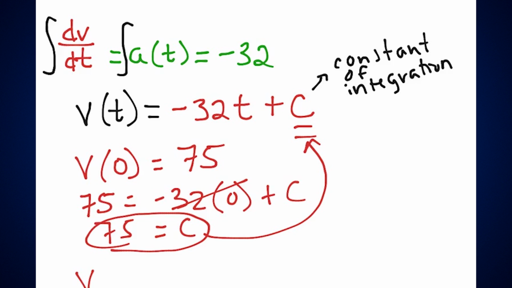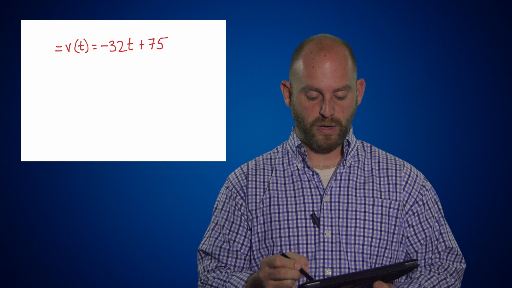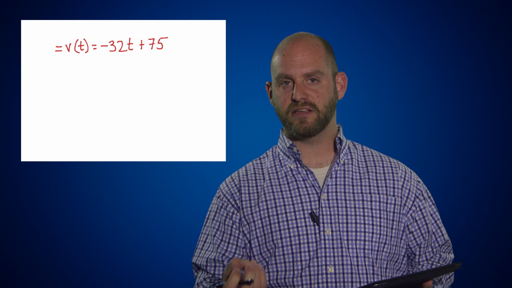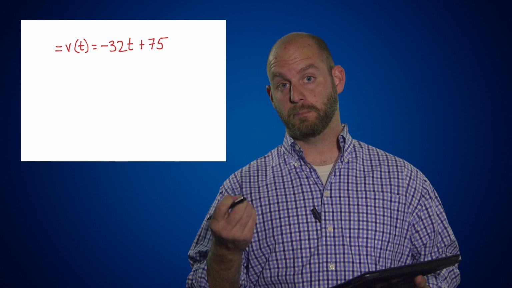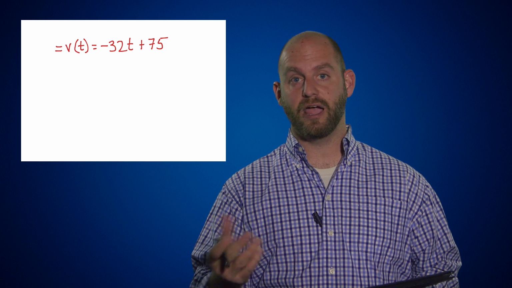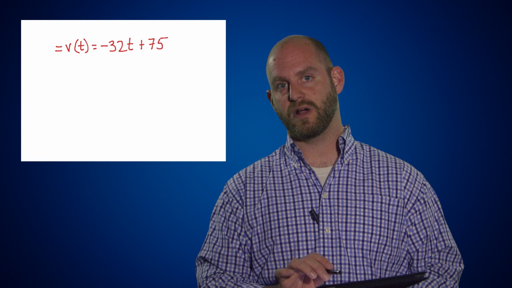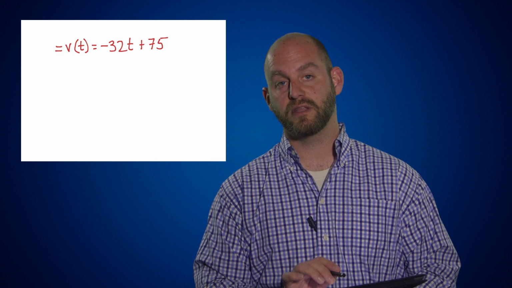So now we have the velocity function to be v of t is equal to negative 32t plus 75. So now we know that we can find out exactly how fast our favorite NFL quarterback's football is traveling in the air at any time. If I plug in 1 second, I can figure out exactly how fast that ball is traveling. Plug in 2 seconds, exactly what the velocity is.